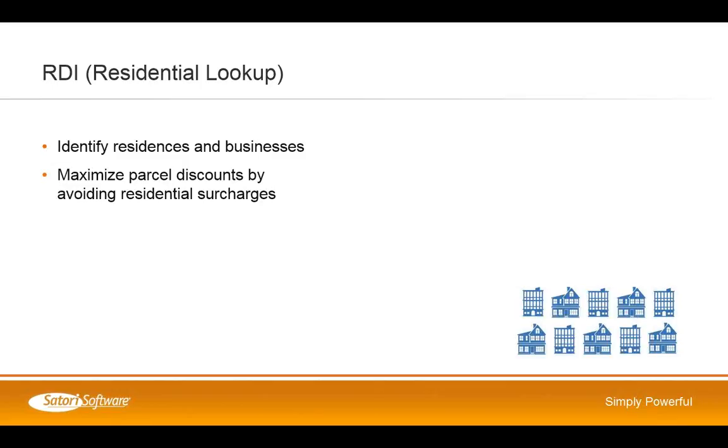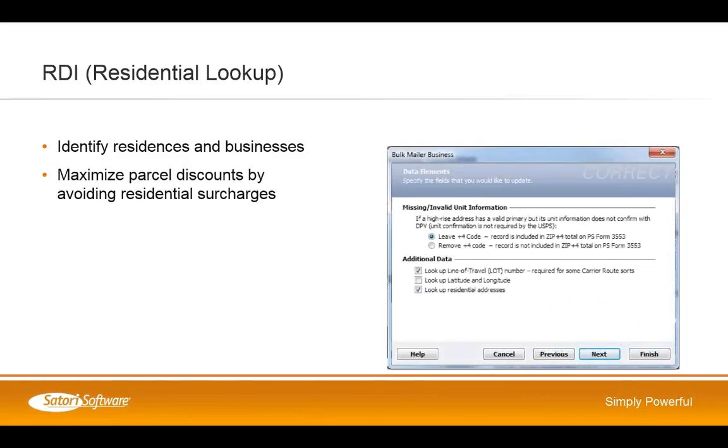Cool. So to access the RDI, again, it's right in the address correction wizard there, and you'll see that right at the bottom of the additional data. Look up the residential addresses, and basically this is just a flag that's available inside of your record. It's a yes or no, it's a residence or it's not a residence. If it's not a residence, you can pretty reasonably assume that it's going to be a business.